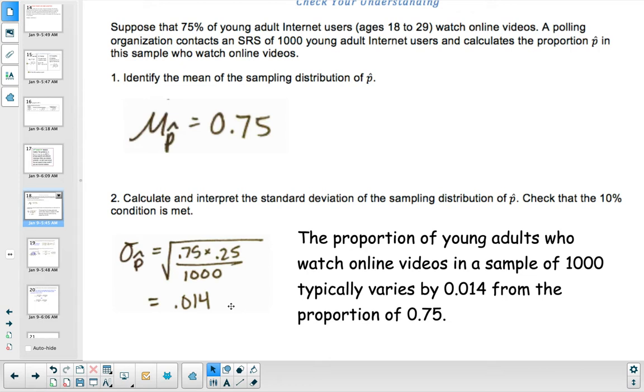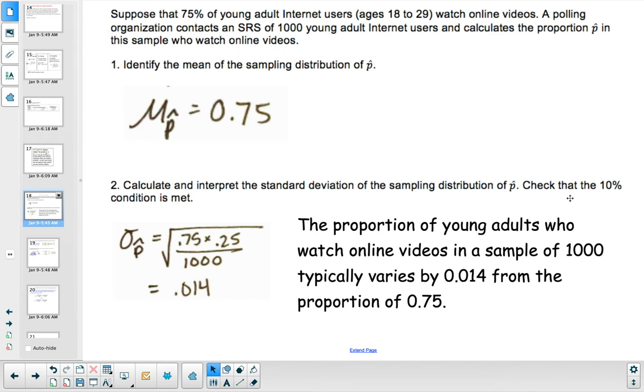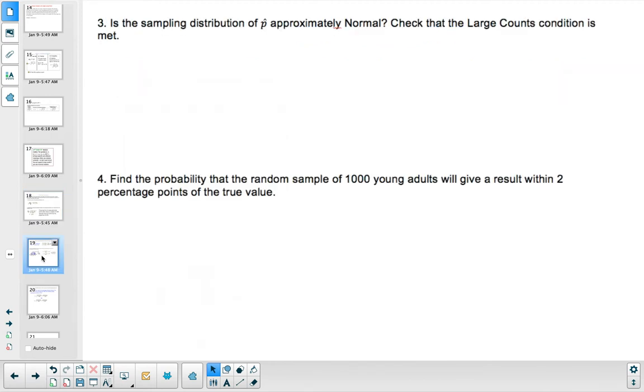The proportion of young adults who watch online videos in a sample of 1,000 typically varies by 0.014 from the proportion of 0.75. So there's your interpretation of the standard deviation. Now, you really can't use this formula unless the 10% condition is met. So for checking that the 10% condition is met, you would write something like, 1,000 is less than 10% of the population of young adult internet users.